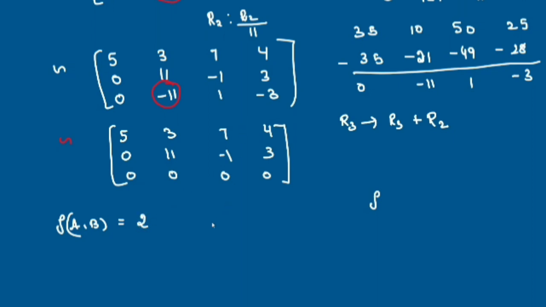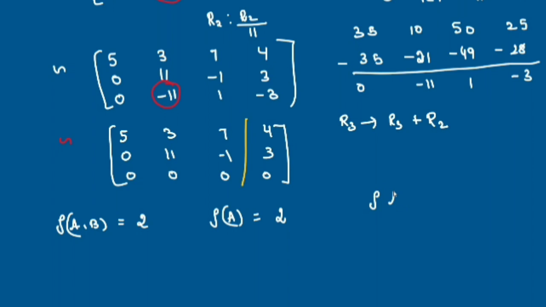Now you have to find the rank of A. Rank of A means only this box you have to take. What is the rank of A? This is matrix A. This is a non-zero row. This is a non-zero row. This is a 0 row. So rank of A is also equal to 2.